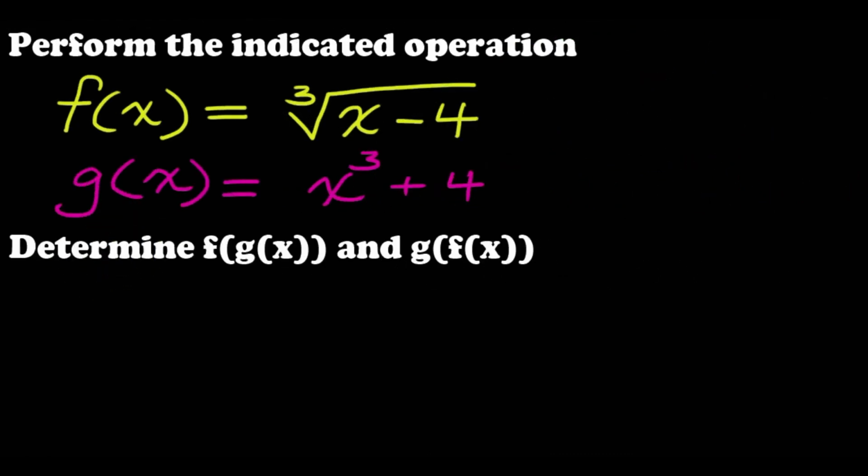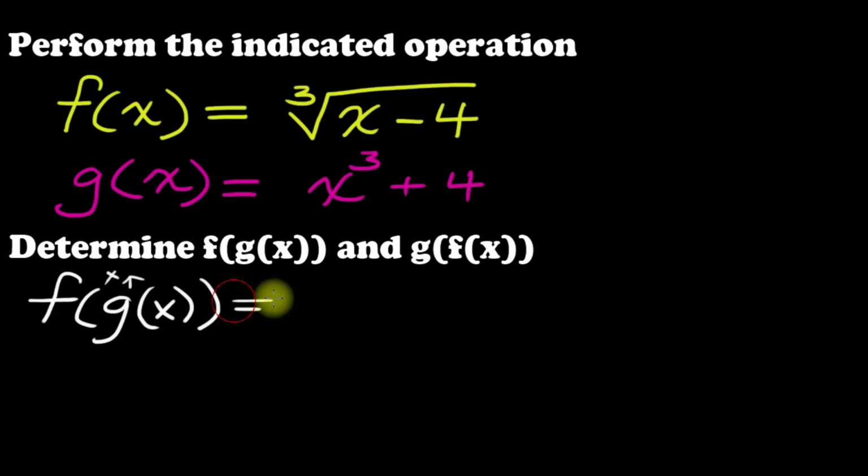Okay, let's take a look at another one here. Again, we're performing the indicated operation. So we're looking to find f of g of x and then g of f of x. So to find f of g of x, think of this as f of x. The inside is the x. So you're going to take g of x, and then you're going to plug that into the x of the f of x.